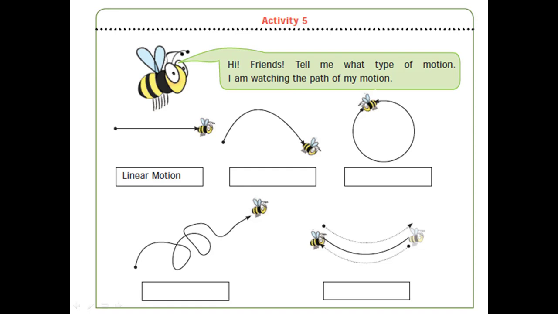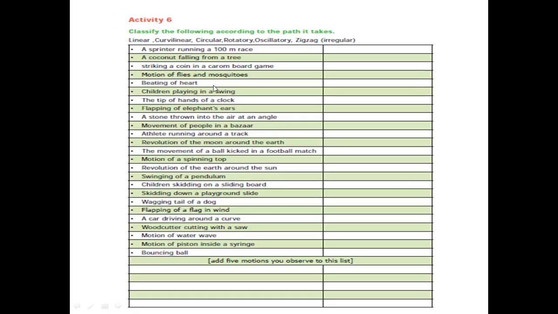Activity 5. Hi friends, tell me what type of motion I am showing, by watching the path of my motion. The first one is linear motion. The second one, the answer is curvilinear. The third one is rotatory. The fourth one is zigzag. And the fifth one is oscillatory. So now you can make your own answers in this table.